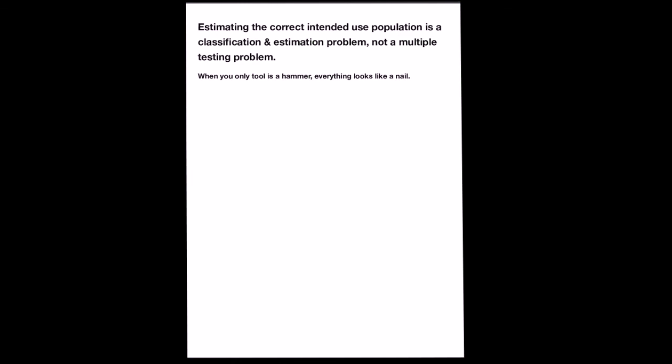And estimating the correct intended use population, I think one fundamental factor is we need to recognize that that is actually a classification and estimation problem, not a multiple testing problem. We need to get out of this situation where we use hypothesis testing for all problems in statistics, because it leads us to poor procedures.